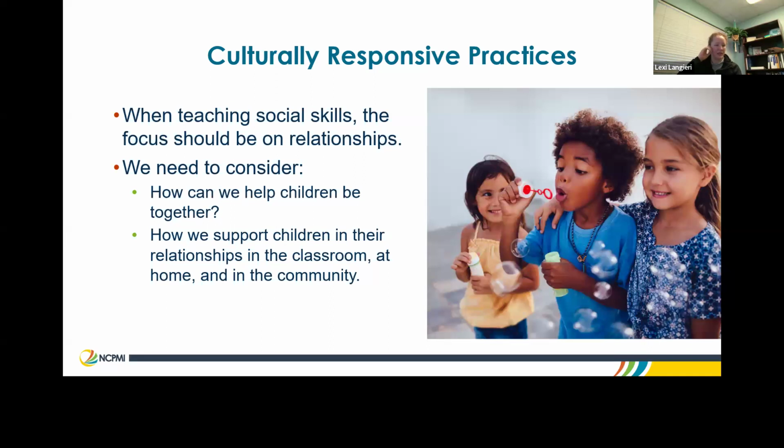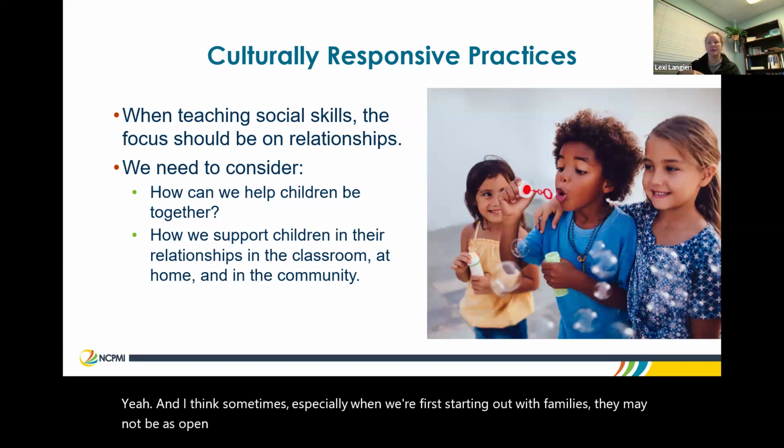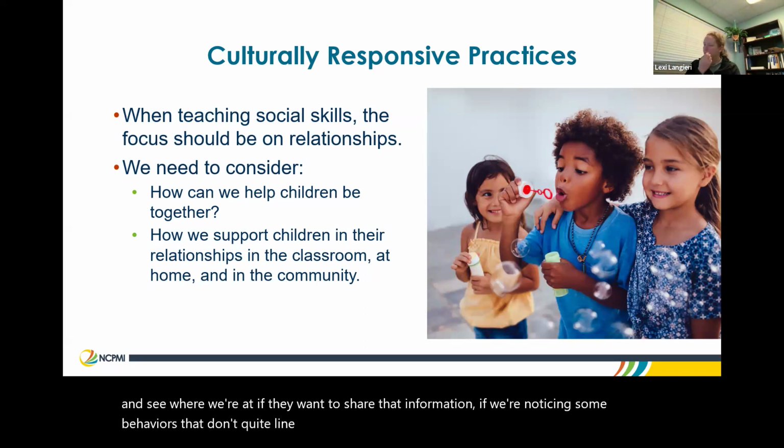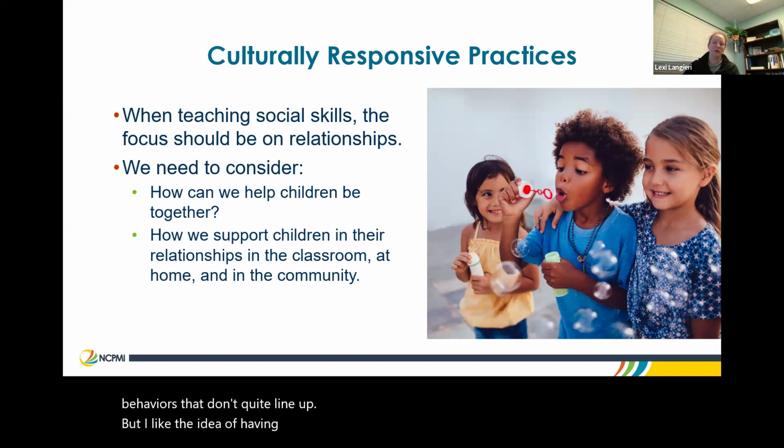Yeah, and I think sometimes, especially when we're first starting out with families, they may not be as open to sharing those things. But throughout the school year, we can recheck in and see where we're at, if they want to share that information, if we're noticing some behaviors that don't quite line up. But I like the idea of having a sheet that they answer those kind of tougher questions on.